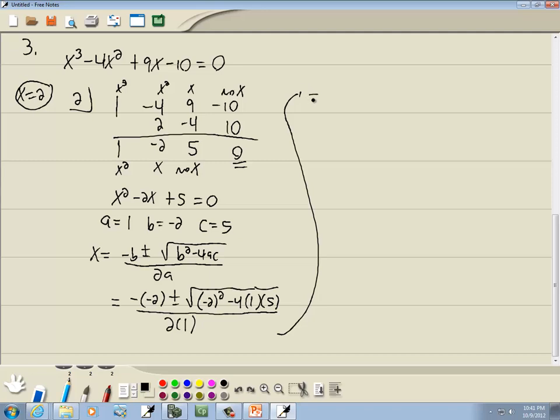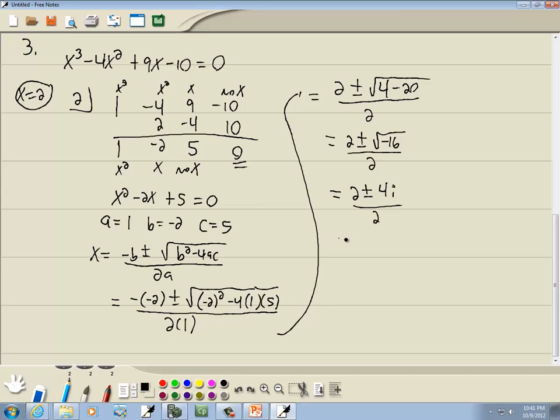Well, negative negative 2 gives us a positive 2, plus or minus the square root of negative 2 squared, which is 4, minus 4 times 1 times 5, which is 20, over 2. Now 4 minus 20 is negative 16, over 2. With a square root, we're looking for a pair of numbers. Well, 4 times 4 gives you 16, and a negative inside of your square root gives you an i. So this comes out as 4i over 2.